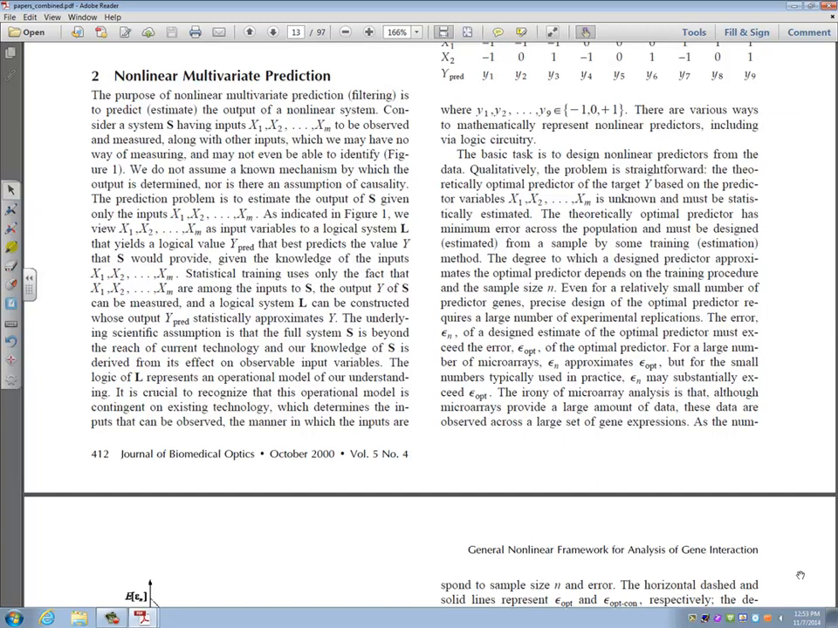Now the degree to which a designed predictor approximates the optimal predictor depends on the training procedure and the sample size. We know that if you have small sample size, you're not going to be able to get good estimates. So even for a relatively small number of predictor genes, precise design of the optimal predictor requires a large number of experimental applications. We have talked about this. Even in classification, you had the same problem, and prediction is no different than classification, right?